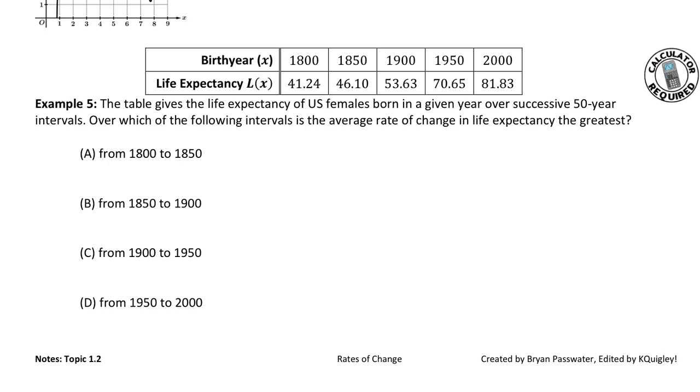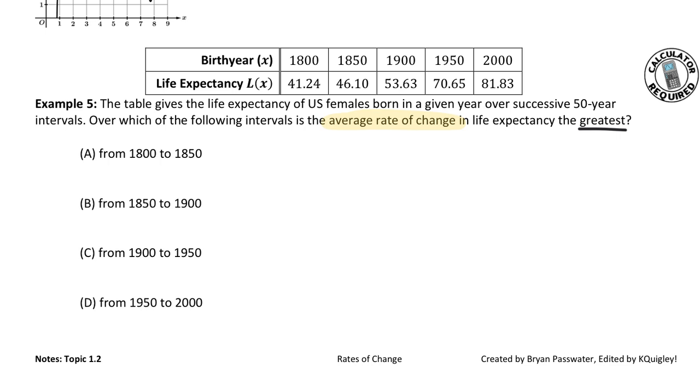part of it and make it significantly easier. It is a calculator required question, which is also why you have your calculators. It says the table gives the life expectancy of U.S. females born in a given year over successive 50-year intervals. Over which of the following intervals is the average rate of change in life expectancy the greatest? So we are looking for this average rate of change. That was our key word, to know that we are going to be using that average rate of change formula, and we are looking for the place where it is the greatest, so the biggest number.